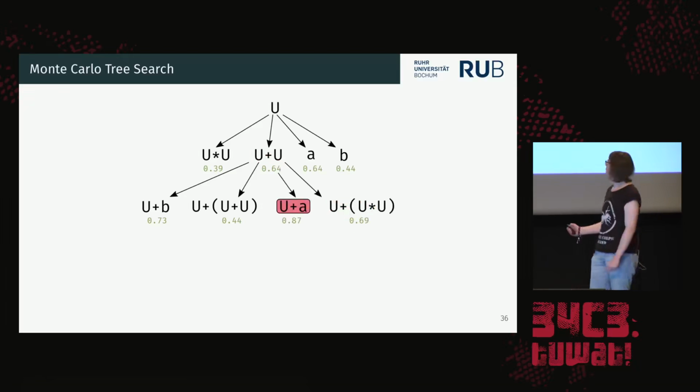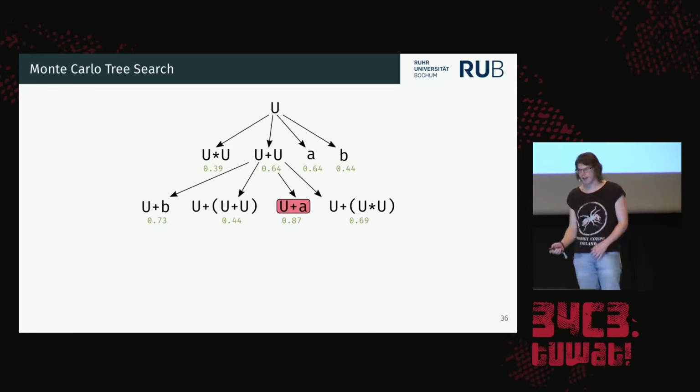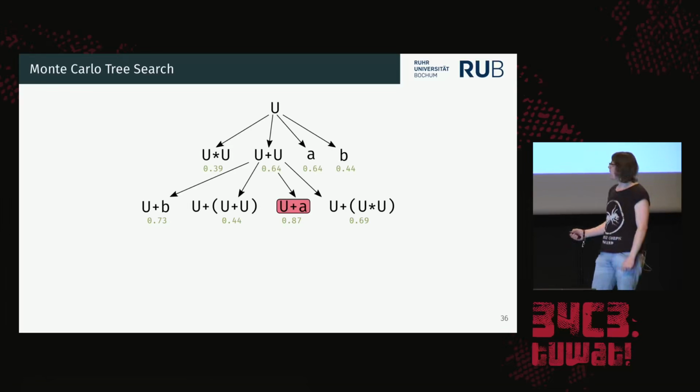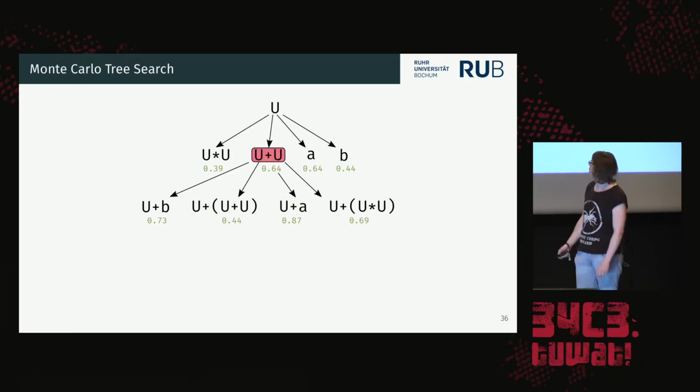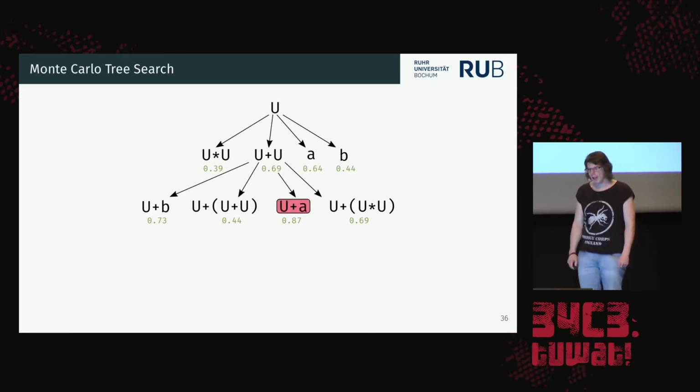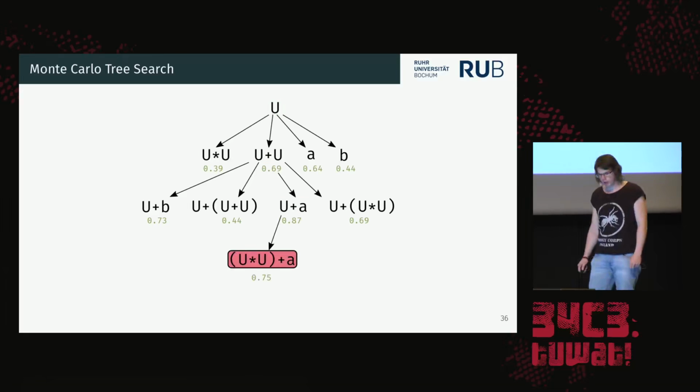Now here, for U plus A we have a really high score. For U plus B we have a rather low score. And we want to synthesize A plus B. This means that U plus B had a bad playout and that U plus A had a good playout, because here the score is better. So we update this and go back. We again choose this node, go back and go back.